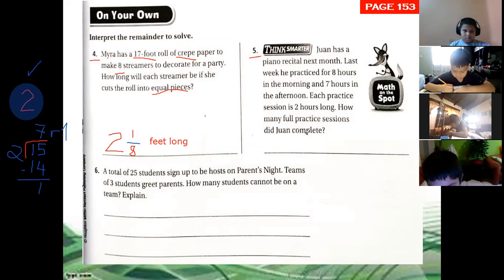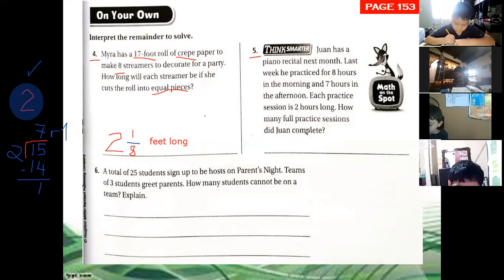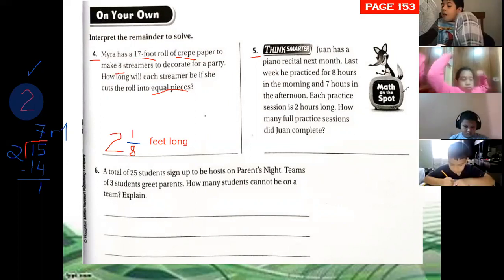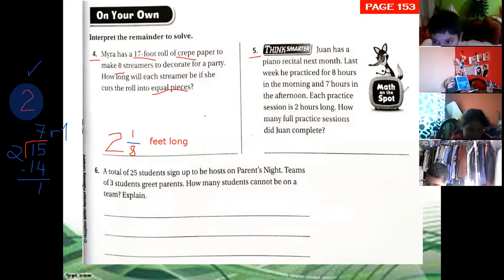Ryan, 15 is not the answer because 15 is the total number of hours. And he didn't practice 15 sessions of 2 hours each because 15 times 2 is 30. He didn't practice 30 hours. He practiced just 15. So we divide 15 into groups of 2. And that's the answer that I need, Ryan. How many sessions of 2 hours did he practice?